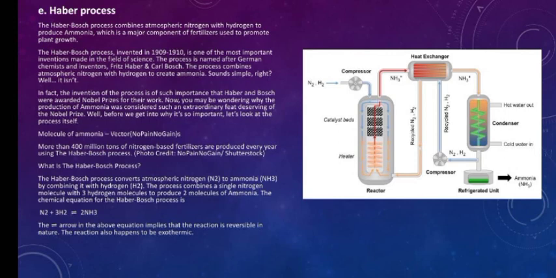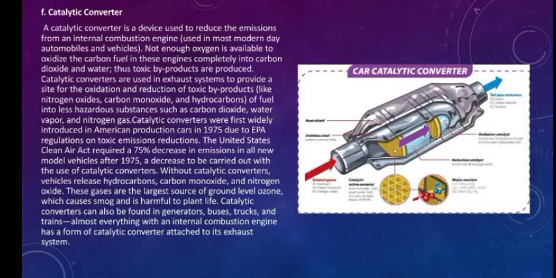Haber process. The Haber-Bosch process combines atmospheric nitrogen with hydrogen to produce ammonia, which is a major component of fertilizers used to promote plant growth. The Haber-Bosch process, invented in 1909 to 1910, is one of the most important inventions made in the field of science. The process is named after German chemists and inventors Fritz Haber and Carl Bosch. The process combines atmospheric nitrogen with hydrogen to create ammonia. Sounds simple, right? Well, it isn't.